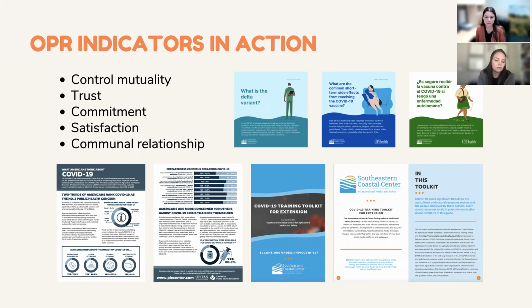So it's the Southeastern Coastal Center for Agricultural Health and Safety, as well as the UF-IFAS Center for Public Issues Education in Agriculture and Natural Resources. So on the bottom left, you'll see results from that public opinion survey, what Americans think about COVID-19.